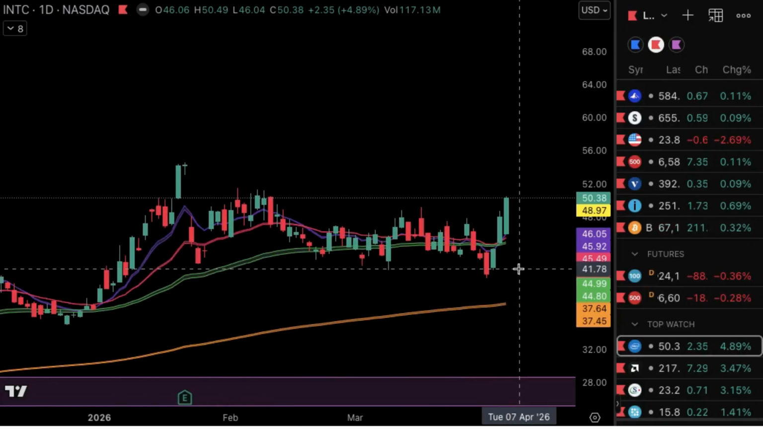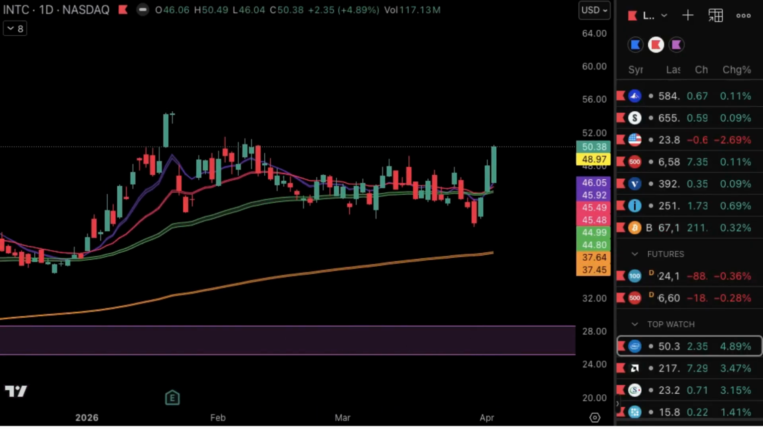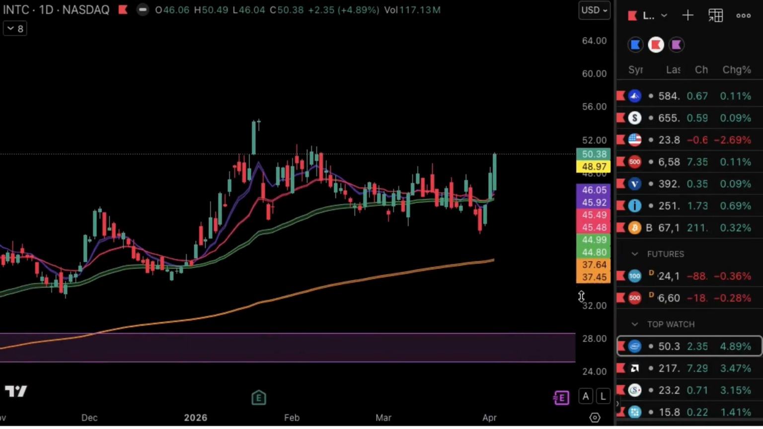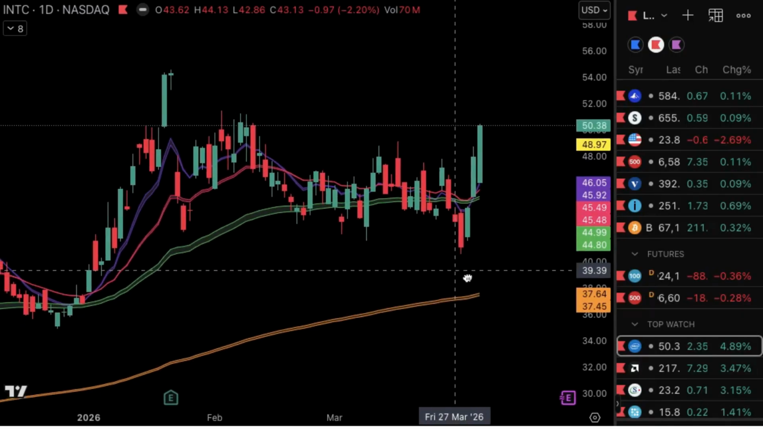So to start off here, I'll start off with Intel. I'm also playing around with the colors of my charts. You guys will have to let me know what you think. I did originally have a blue-gray background. I just wanted something a little cleaner. Hopefully you can see it a little better in the videos.